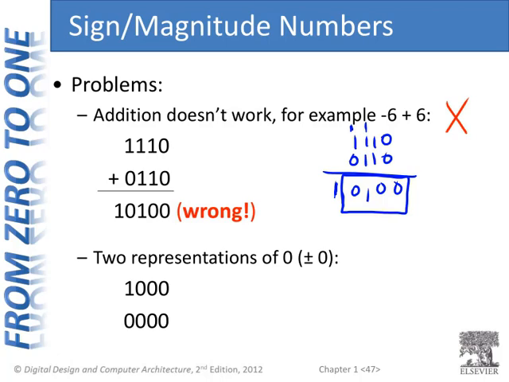And we also have 2 representations of 0. So here's negative 0 and plus 0. Well, those are both 0. But now we have 2 representations of it. So our hardware has to deal with, hey, which 0 are you using, minus 0 or plus 0? And we have to consider now multiple representations of 0 instead of just 1. It increases our complexity. So these are 2 major disadvantages of signed magnitude numbers. Addition doesn't work, major problem, and we have to deal with 2 representations of 0.